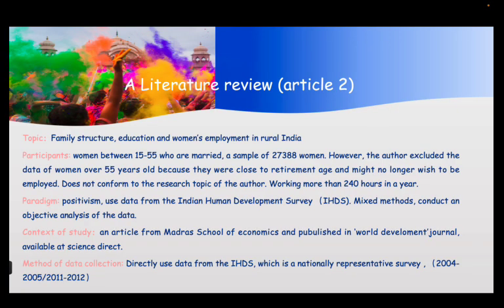This is a literature review about Article 2, and the topic of Article 2 is family structure, education, and women's employment in rural India. The participants of Article 2 are mainly women between 50 and 55 who are married, but they also excluded the data of women over 55 years old because they were close to retirement age and might no longer wish to be employed.